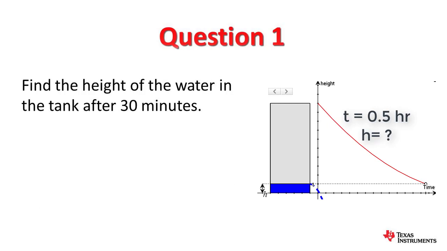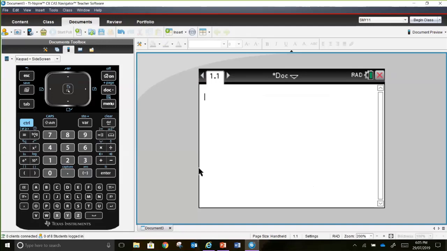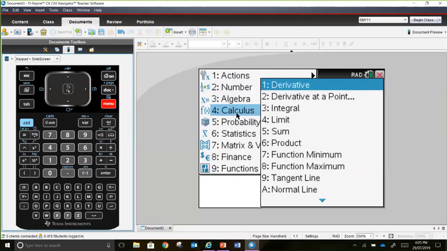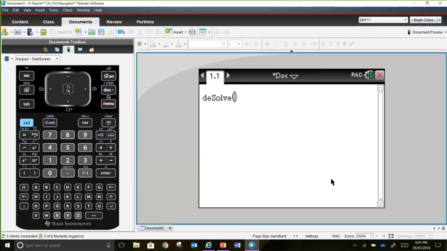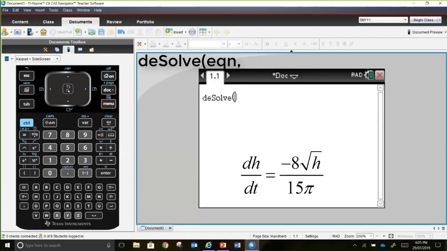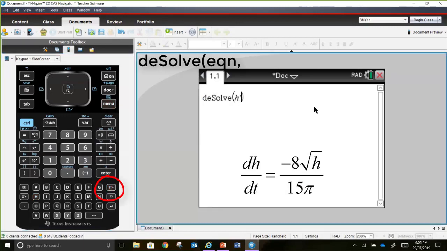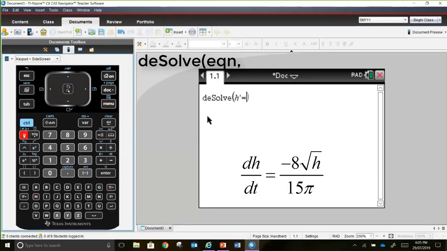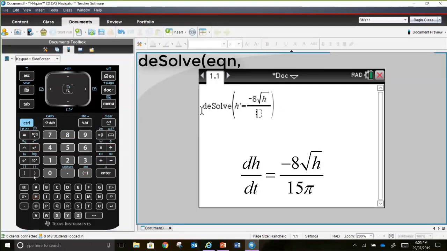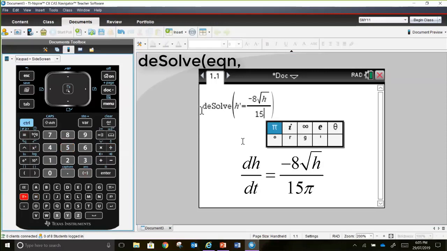We're ready to go to the calculator screen and choose Menu, Calculus, and then differential equation solver, where we can enter the equation. So we know the rate of change, h prime, is equal to, and we can use the fraction template, negative 8 square root h divided by 15 pi.